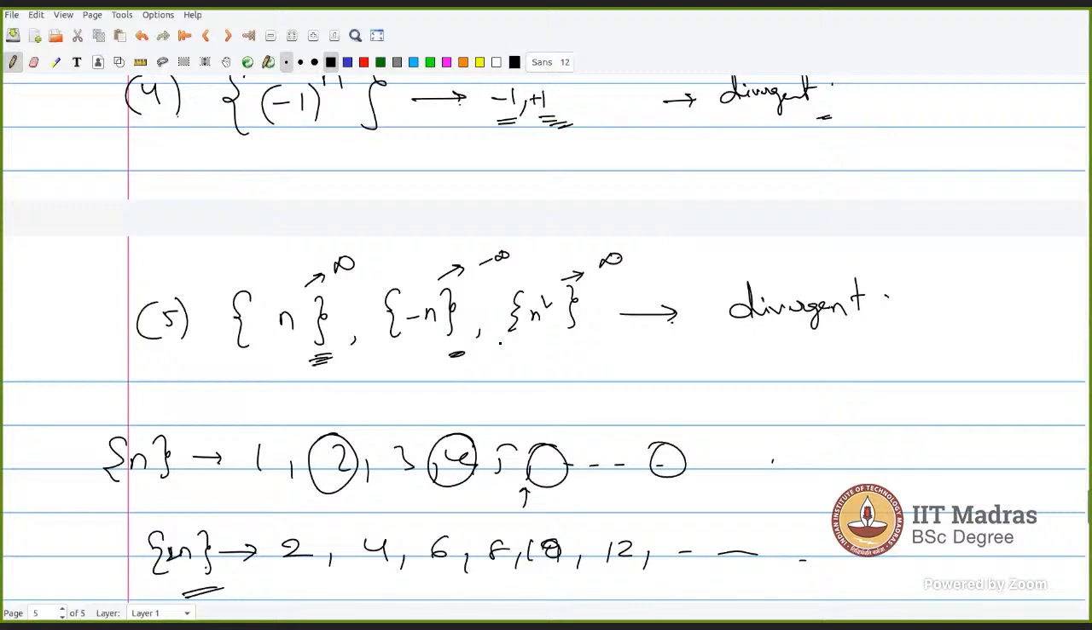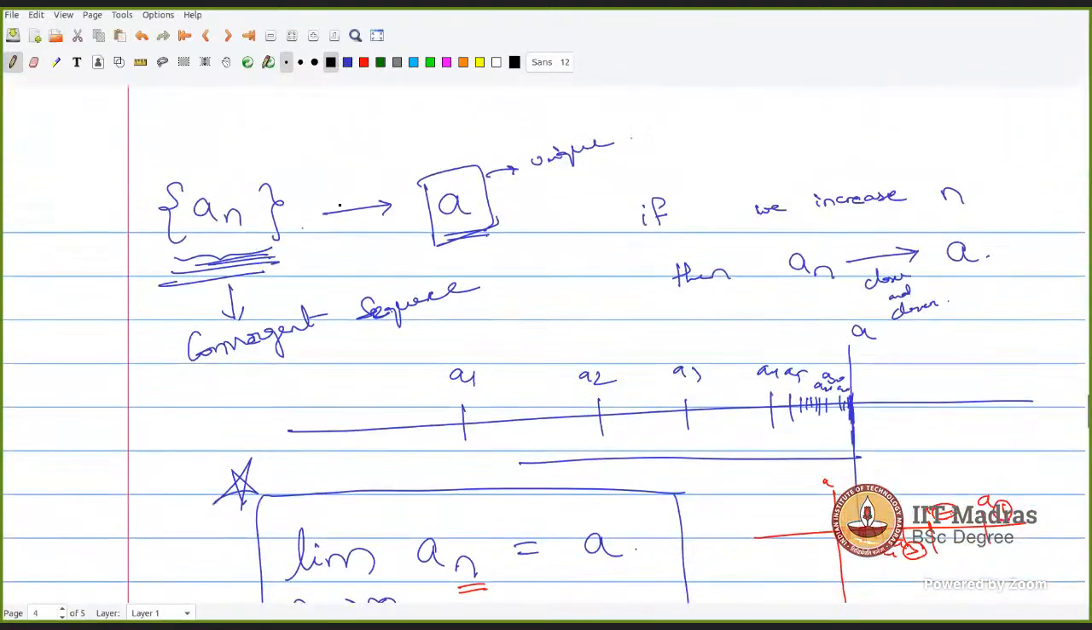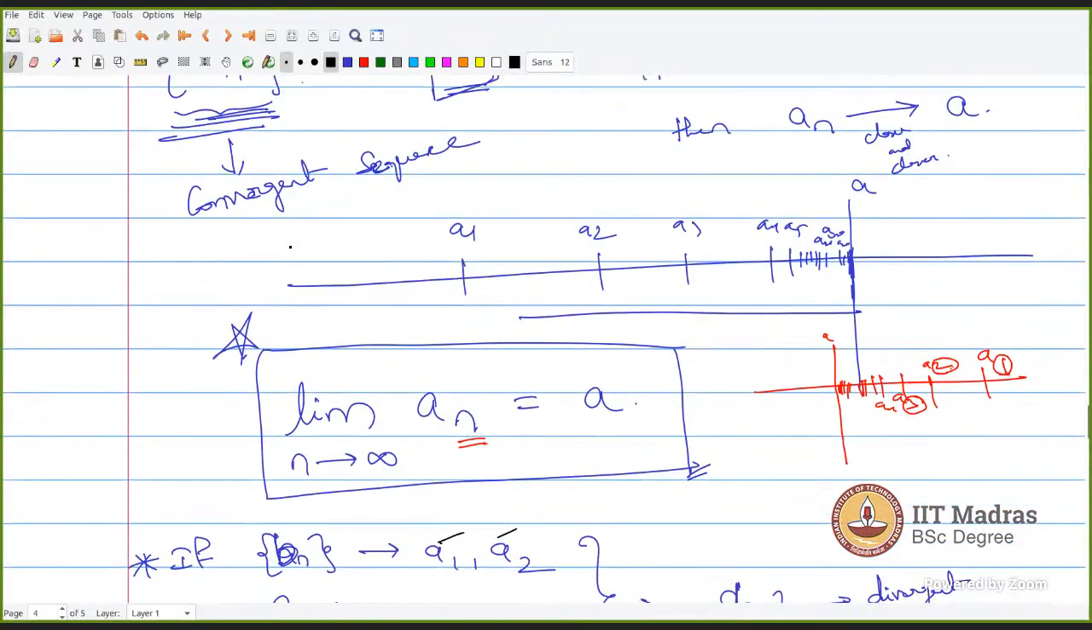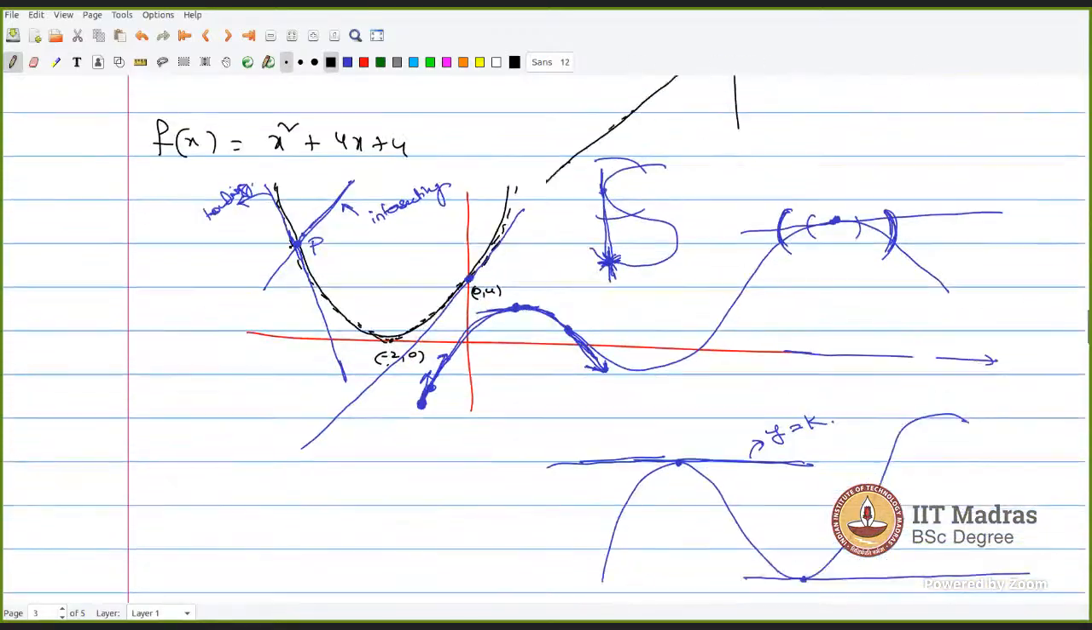Excuse me. Any particular reason why we are restricting n to only natural numbers and not the whole of integers? See, it's just simply that we have to define the sequence. That's it. I have just given it, right? Yeah, it's part of the definition.